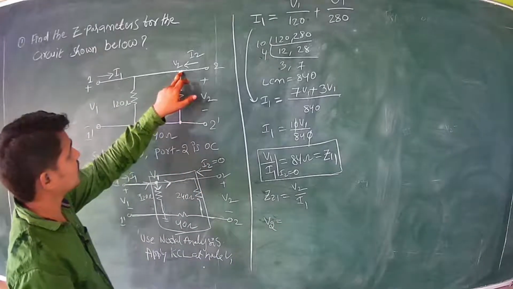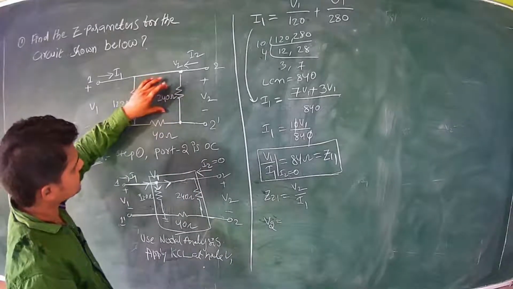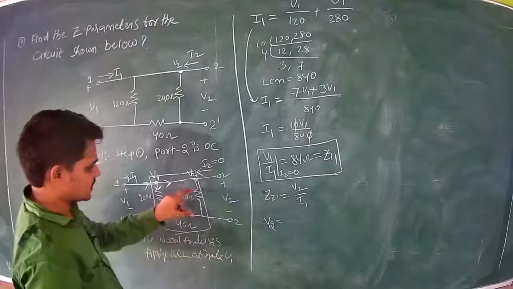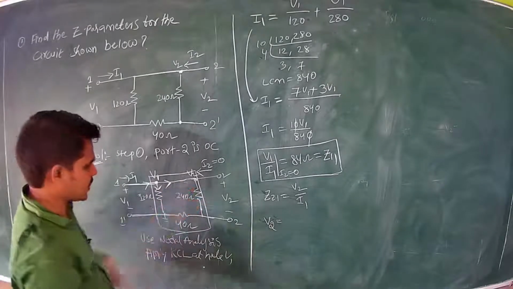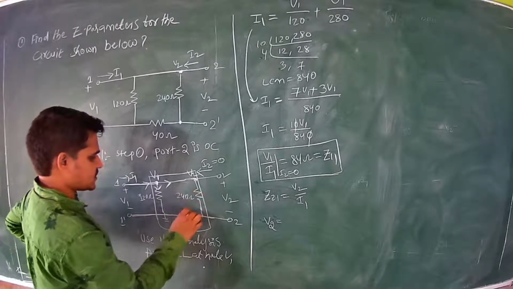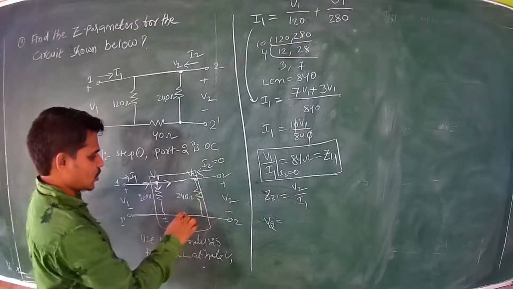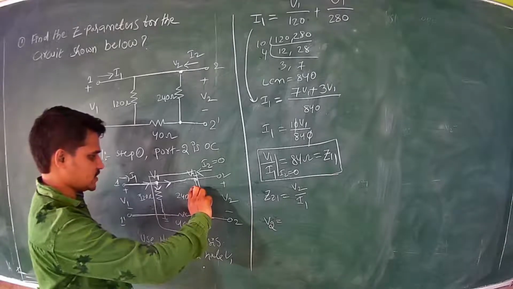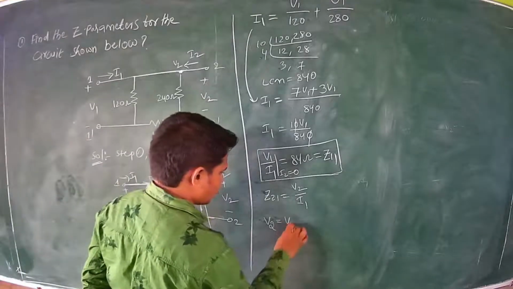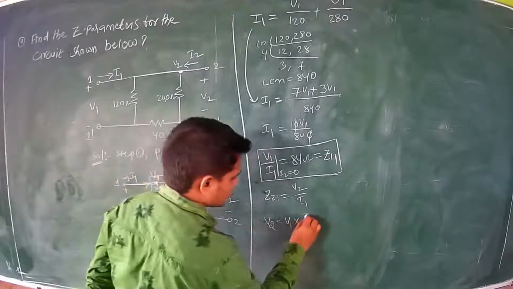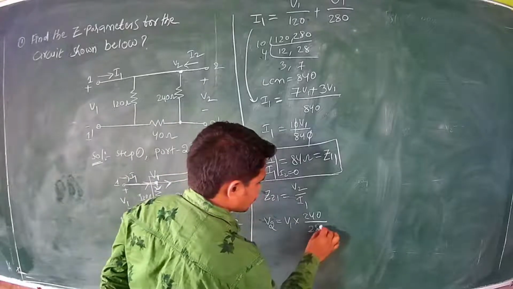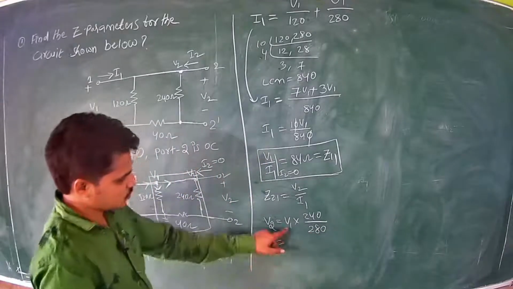So V2 is equal to the voltage across this element. Of course, the voltage at this node is V1. These two elements are connected in series, therefore I am applying voltage division. The voltage across this resistor is the total voltage between these two nodes, V1, into that resistance 240 by the total resistance 240 plus 40, that is 280. Of course, then substitute this V1 value.